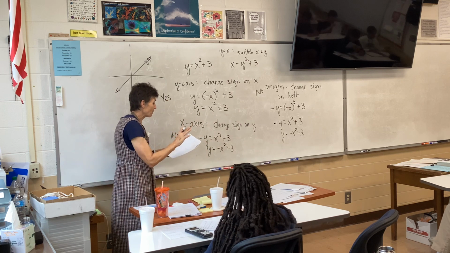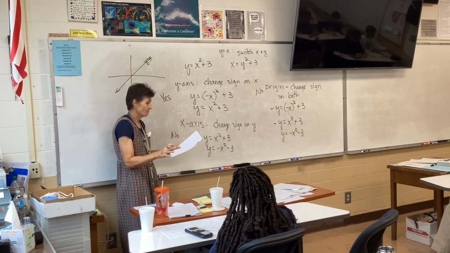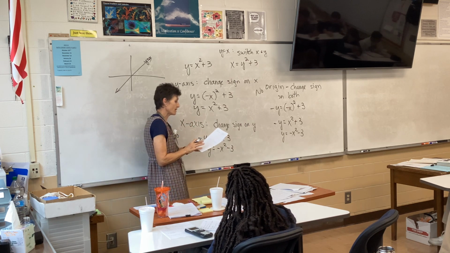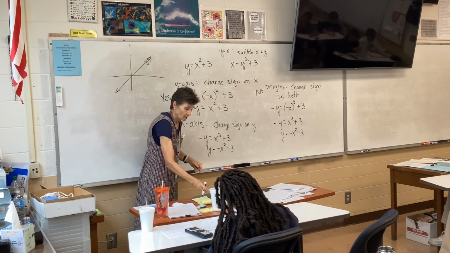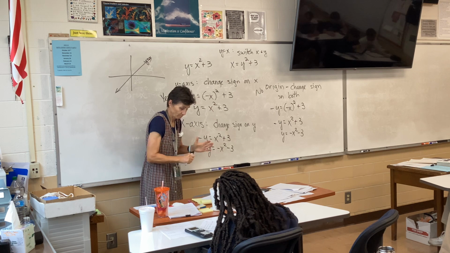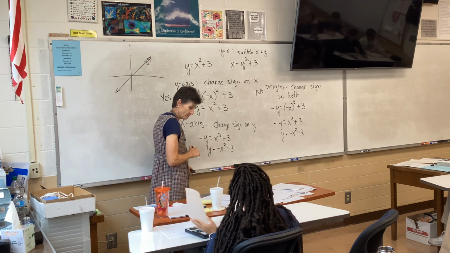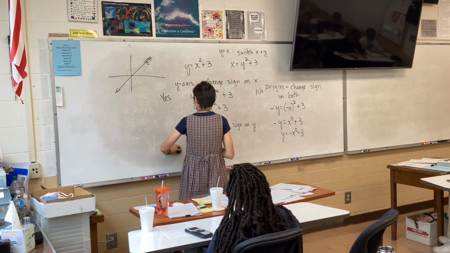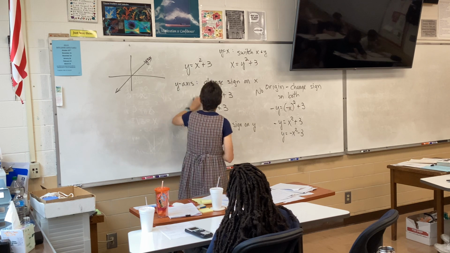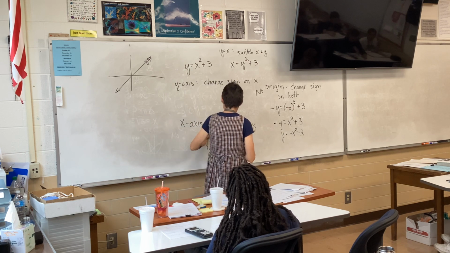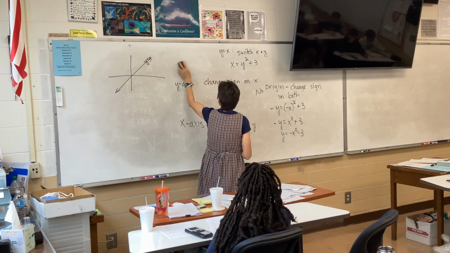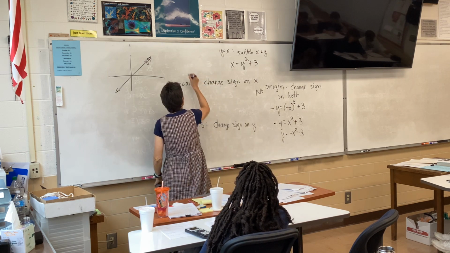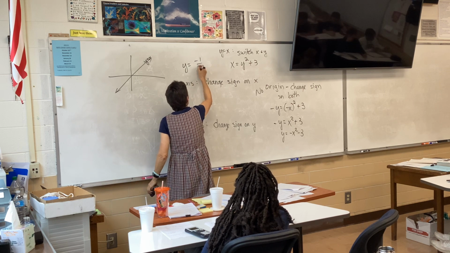Now, I pointed out that E and F are not functions. We can still test for symmetry though. So let's do one on this page. G. It's on my extra page. y equals negative 1 over x.